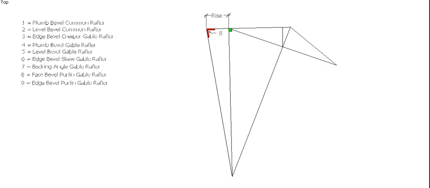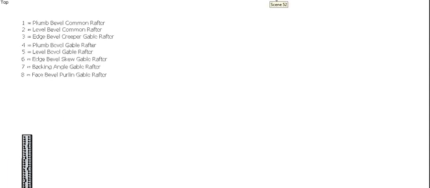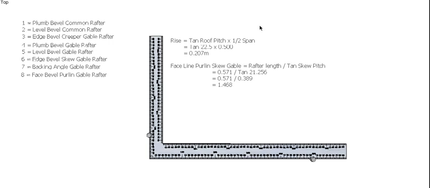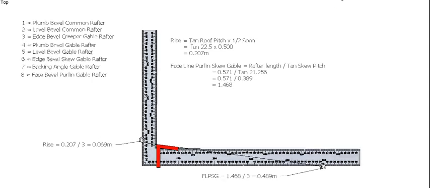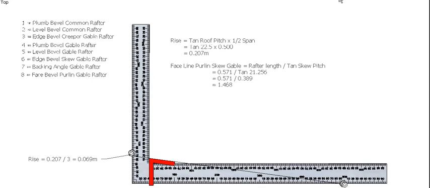To work out the face line of the purlin, what you need is the rafter length divided by the tan of the skew pitch. So that's your 21 degrees, not your 22.5. And then, of course, you need the rise to give you the face bevel for the gable rafter.